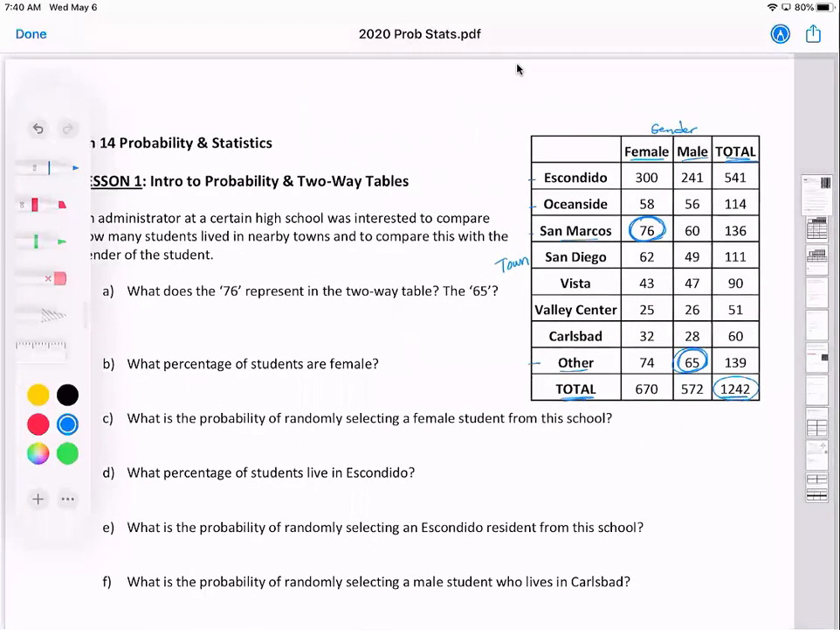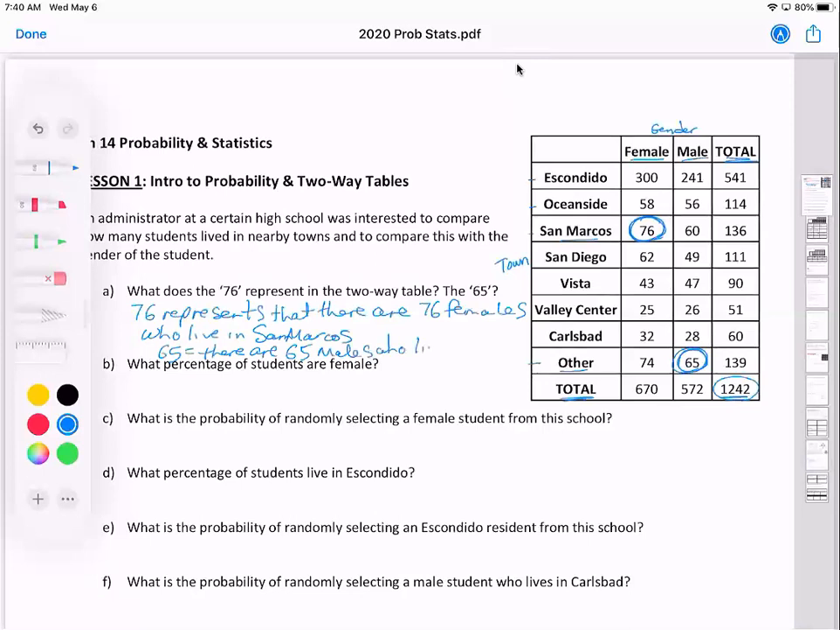So we would say 76 represents that there are 76 females who live in San Marcos, or as I like to call it, San Marcos. And then the 65, there are 65 males who live in other areas.